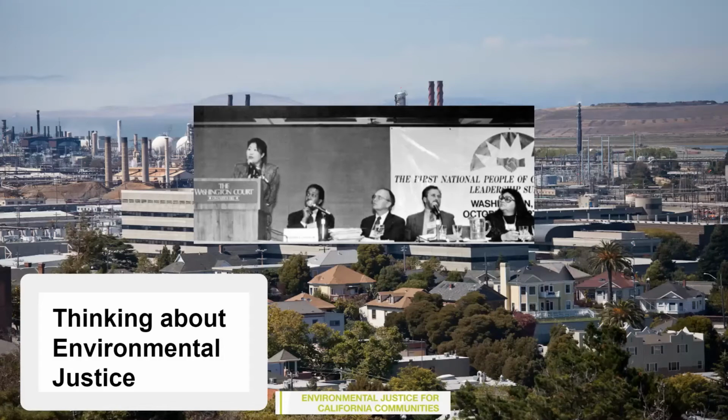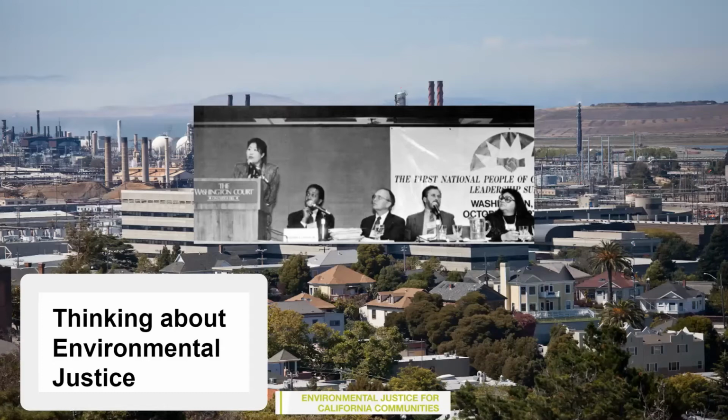And this image that we're looking at right here is of delegates to the first National People of Color Environmental Leadership Summit in Washington, D.C. in 1991. And this is the delegation that defined the principles of environmental justice that you have links to, that we were discussing in the chat a little bit.